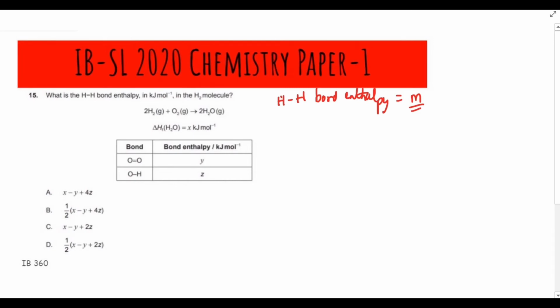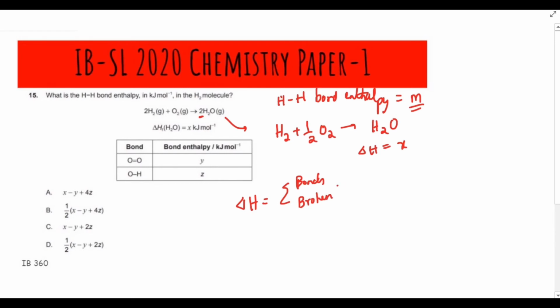To convert this equation to an enthalpy of formation equation, we need to make this coefficient 1. So let's just divide both sides by 2. Our reaction becomes H2 plus half O2 gives you H2O. Delta H of this reaction would be X. Also, we have studied that delta H is basically the summation of bonds broken minus the summation of bonds formed.